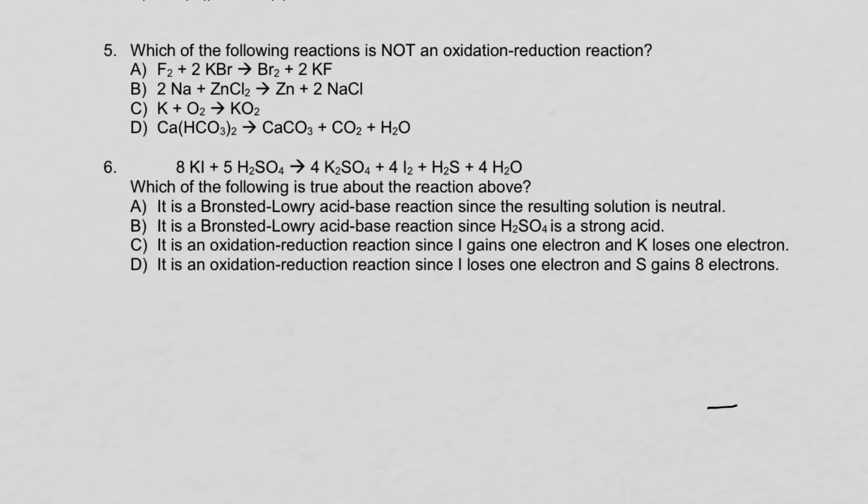It must be D, and if we want to check the sulfur, we'll see that in sulfuric acid, the sulfur does have a +6 oxidation state, and as it goes to H2S, it has a -2 oxidation state, so that is a gain of 8 electrons.